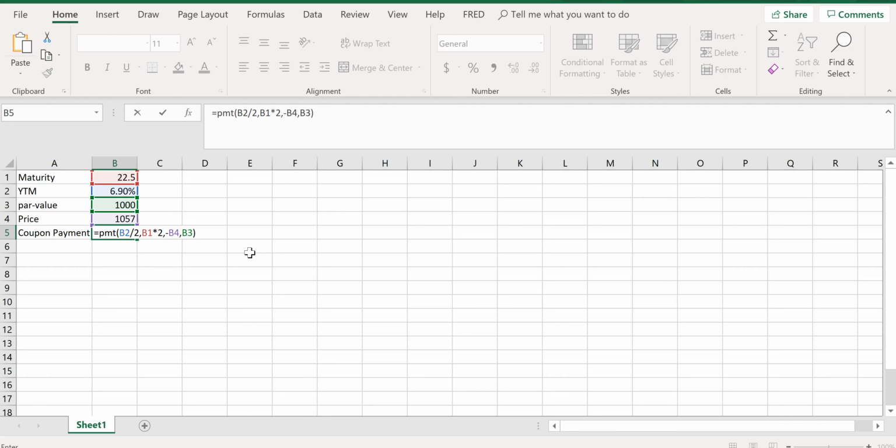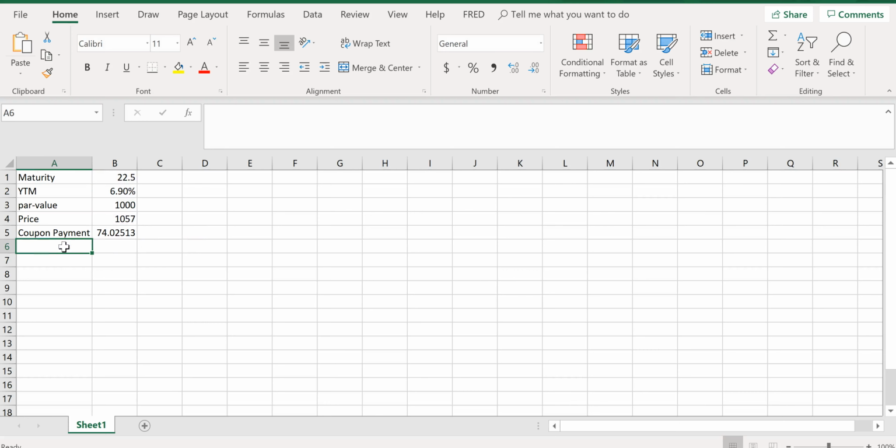Remember, because we worked with semi-annual terms for every variable, that also means the coupon payment here refers to the semi-annual coupon payment. So we need to multiply this by 2 to get back to the annual coupon payment. And then the coupon rate is simply this variable, the annual coupon payment divided by the par value.